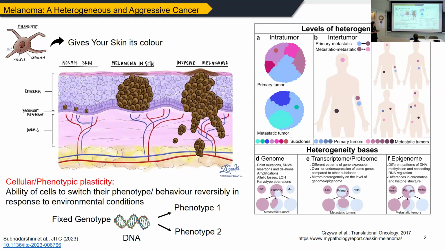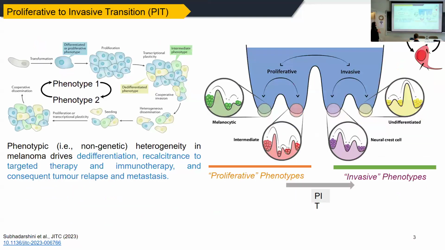But for the purpose of this study, we have specifically focused on the non-genetic phenotypic aspect of melanoma heterogeneity that arises as a result of one phenotype transitioning into the other, in this case, proliferative to invasive transition. So melanoma samples can reversibly switch from a proliferative cell type to an invasive cell type, aiding in drug tolerance and immune evasion in patients with progressive disease.